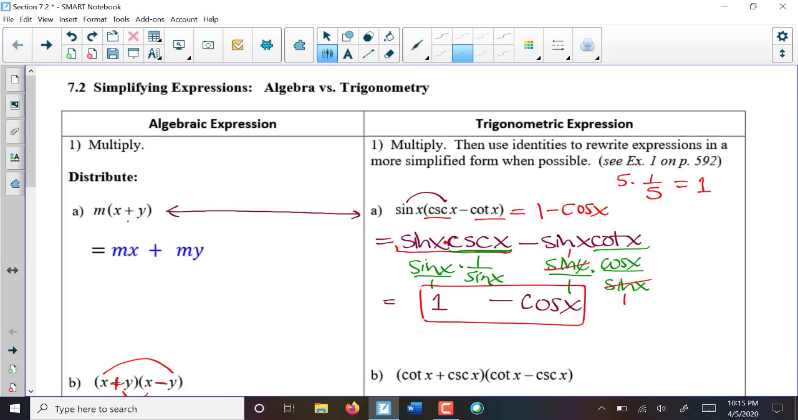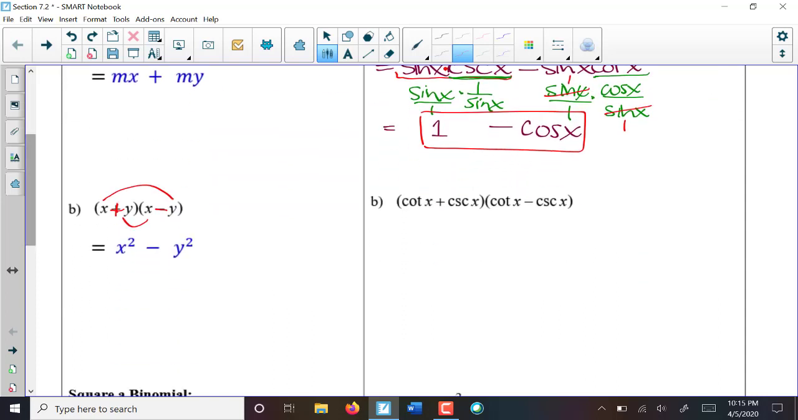Okay, so once again over here I can see a similar situation. I've got a plus and a minus. So all I have to do here is multiply the first terms or square the first term. So I get cotangent x times cotangent x is cotangent squared x. And I multiply the last term, so that becomes cosecant squared x, and it's a minus in the middle.